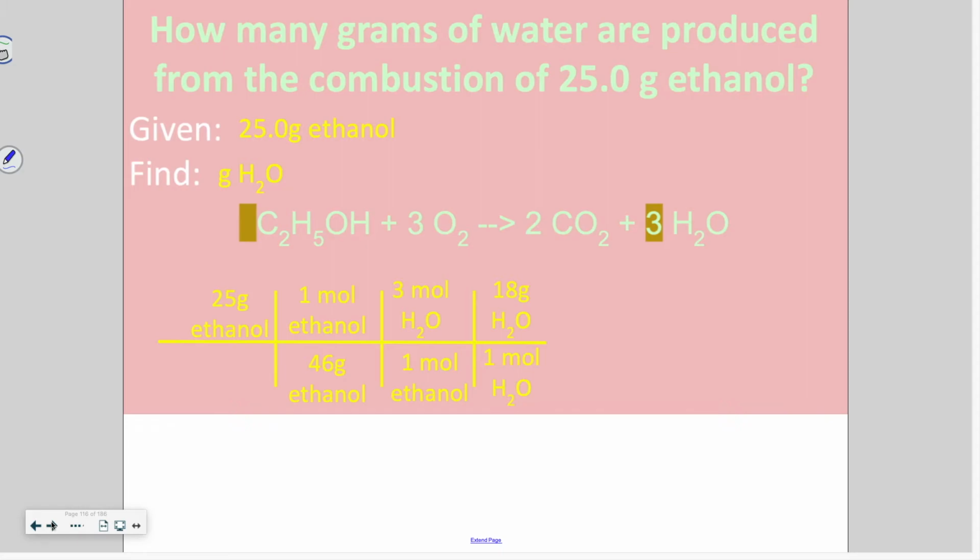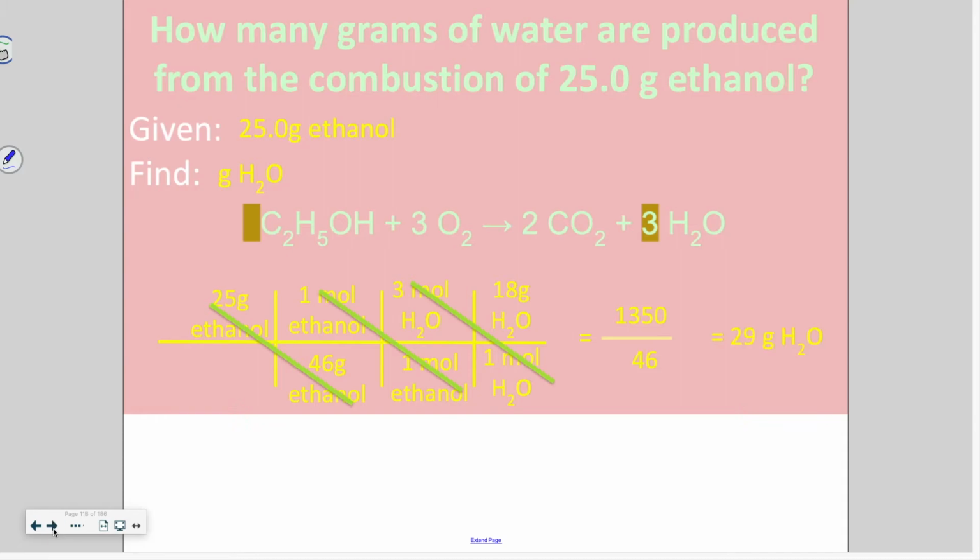All right, here's your, look, grams of ethanol cancel. Moles of ethanol cancel. Moles of water cancel. And what am I left with? What they asked me for, grams of H2O. So when I multiply across the top, 25 times 3 times 18, I get 1350. And then 46 times 1 times 1 is 46. Divide it, and we get 29 grams of water, what would be produced from 25 grams of ethanol.